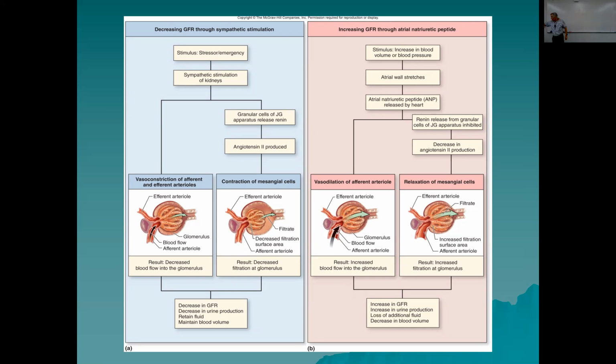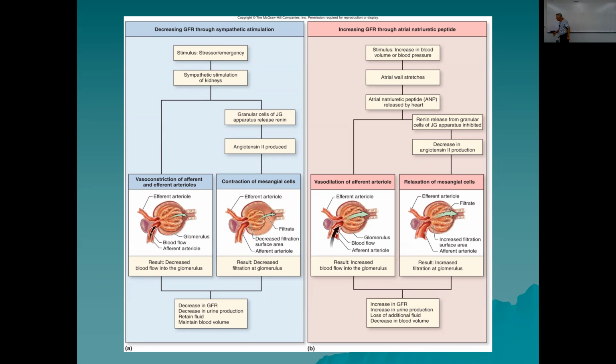Granular cells of the JG release renin. And remember, this causes the production of angiotensin II, which will cause contraction of the mesangial cells, the intraglomerular mesangial cells, and cause those filtration slits to become small. So less is filtered, GFR goes down. Decrease in GFR, decrease in urine formation, retain fluid, maintain fluid volume.